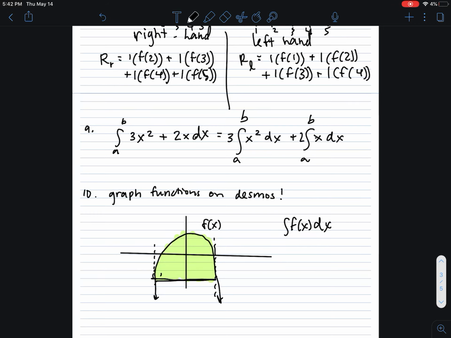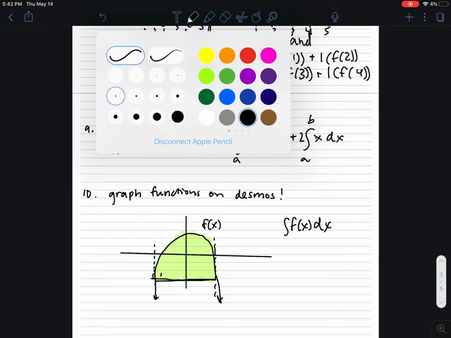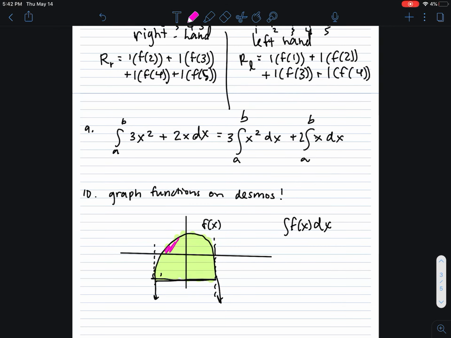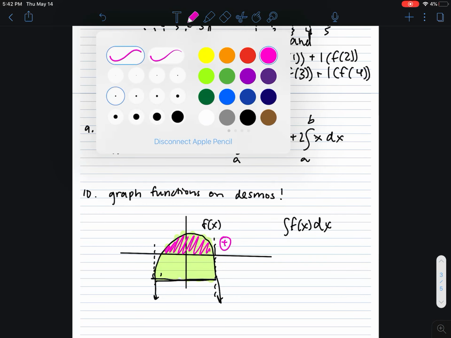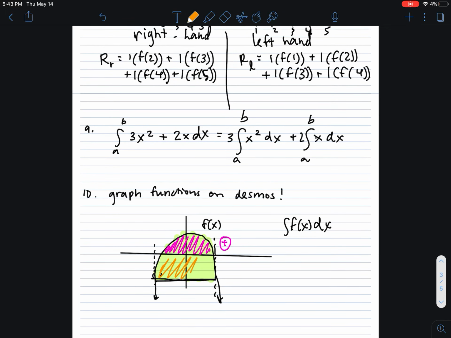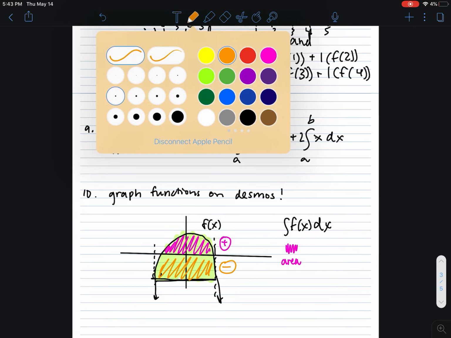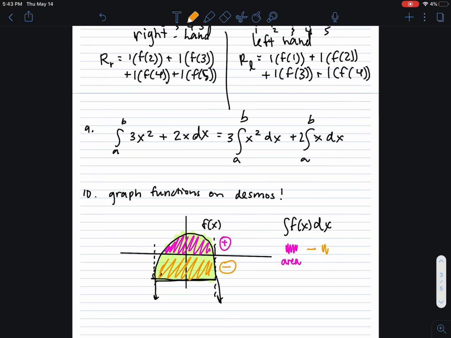Given that this is positive area, and this is negative area. Okay, so you would calculate whatever the pink area is and subtract whatever the orange area is.